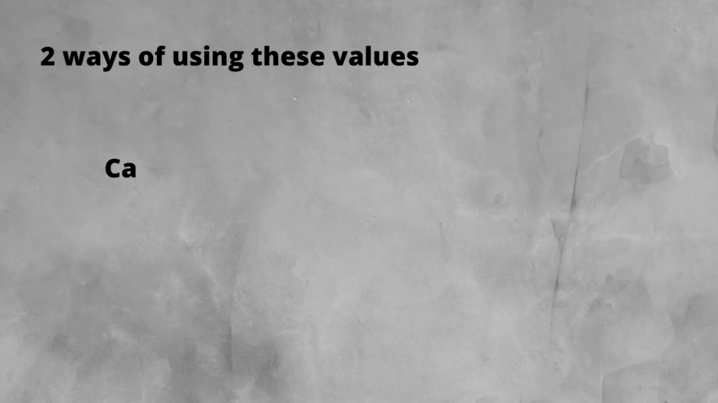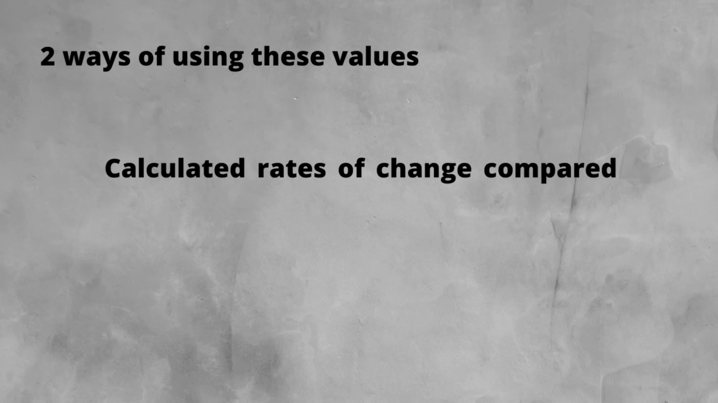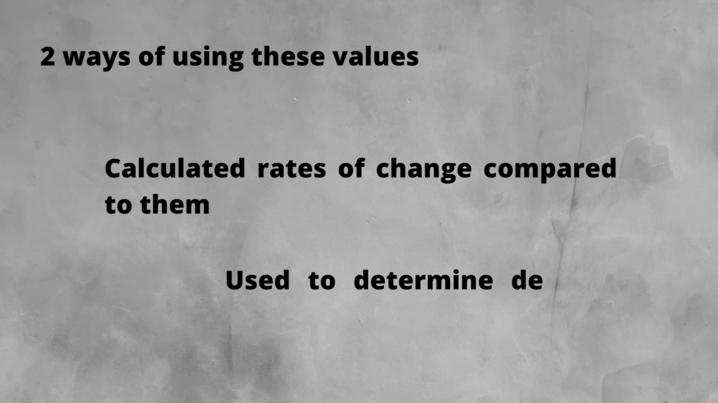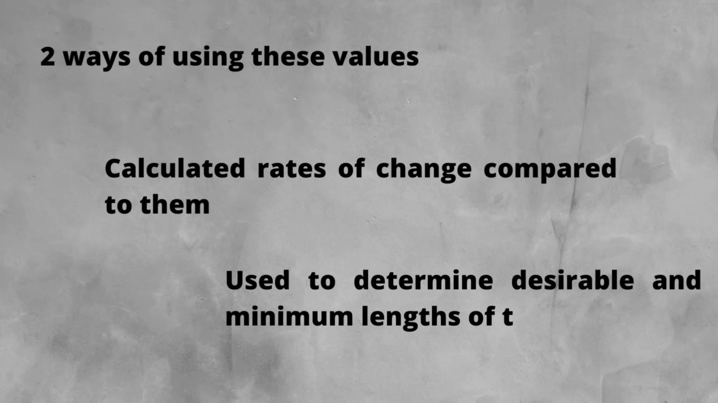There are two ways these values can be used. Either calculated values of rates of change can be compared to them, to check compliance, or the designer can use the values to determine a desirable and minimum length of transition. It is worth noting here that transition lengths have to be looked at for both rate of change of cant and cant deficiency, with the greater of the two calculated lengths being used.